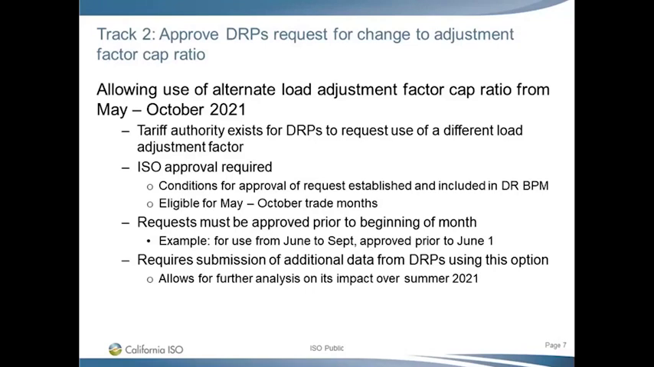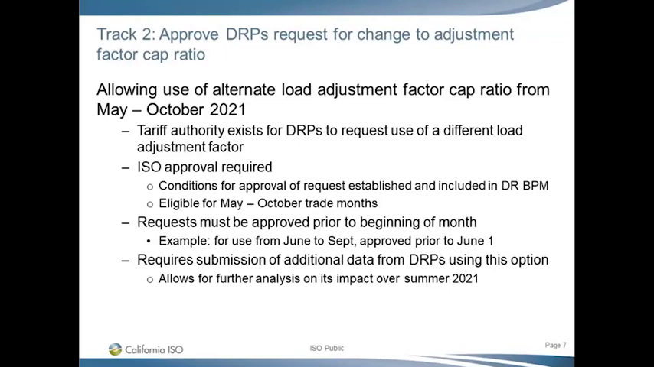The one condition of approval is that the request and the approval must occur prior to the beginning of the month. As an example, if you were to request the use of this for the months of June to September, the ISO would have to have received and approved the request prior to June 1st. And this is an important factor as we're getting close to the May time frame, and so it's going to take quick action on our stakeholders' parts to get those requests in if you would like to use this for May.